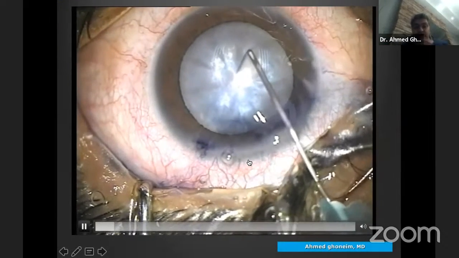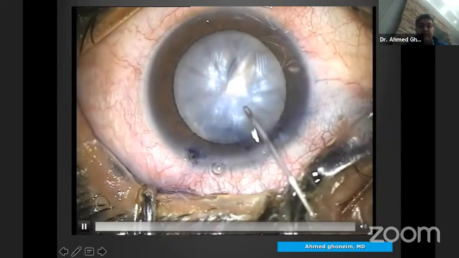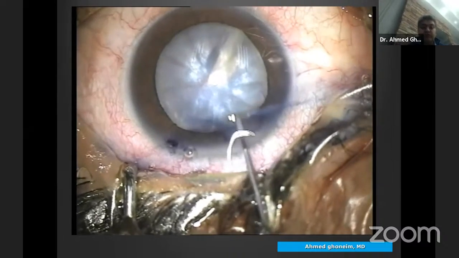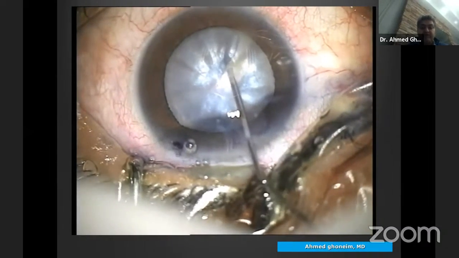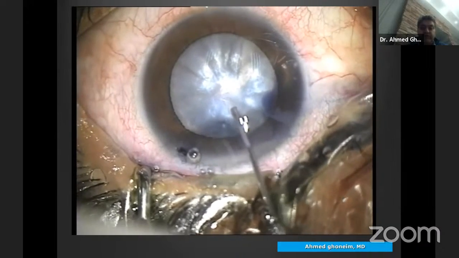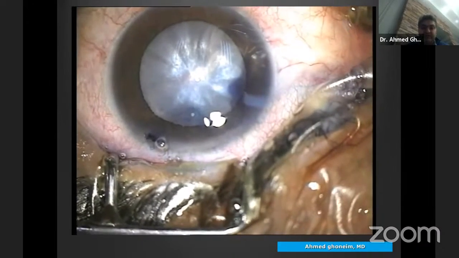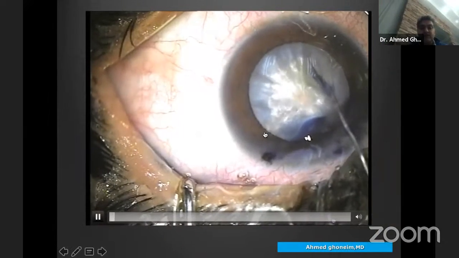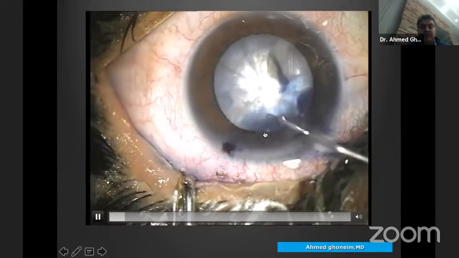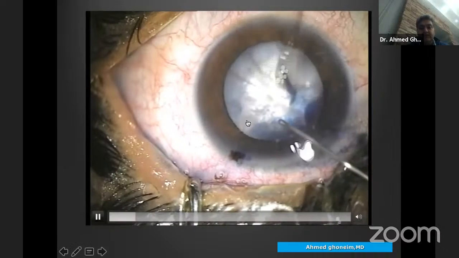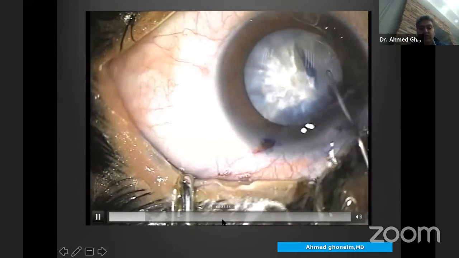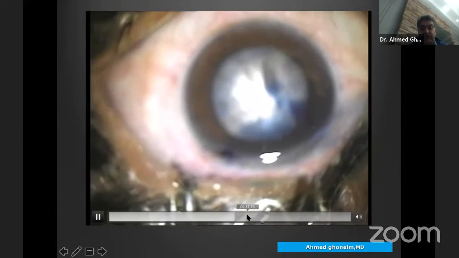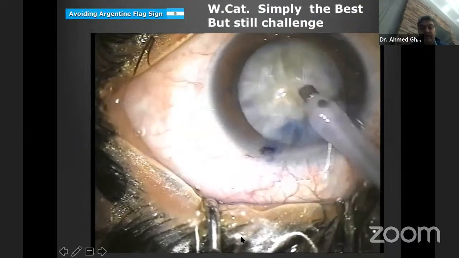Anyway, what are we going to do if we face this? We spoke about how to prevent the Argentine flag sign, but what will you do if it happens? You have to take some of the fluid out to decrease the pressure in the capsular bag, then try to extend the rexis so you don't have the force in one direction, and try to complete it 180 degrees apart. So the power while you're working is not condensed on one area, it's divided into two spaces.